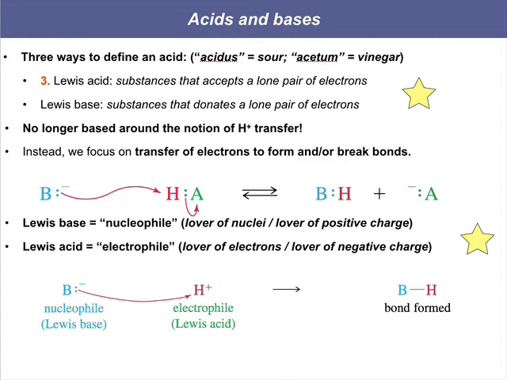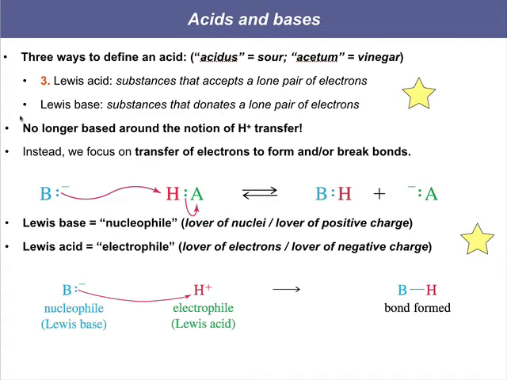So let's remind ourselves what the Lewis definition is. The Lewis acid definition is that an acid is a substance that accepts a lone pair of electrons, and a Lewis base is the opposite of that. A Lewis base is a substance that donates a lone pair of electrons.